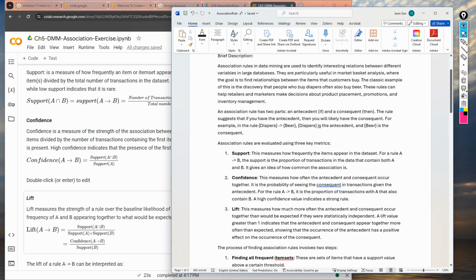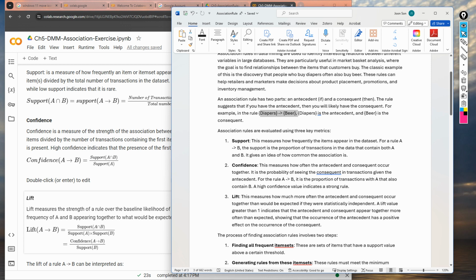There's some notation that you should know. The notation is this arrow. So basically, diapers, arrow, beer means that diapers is the antecedent and beer is the consequent. This is the typical notation; they use an arrow.